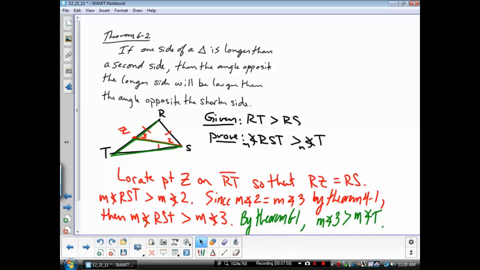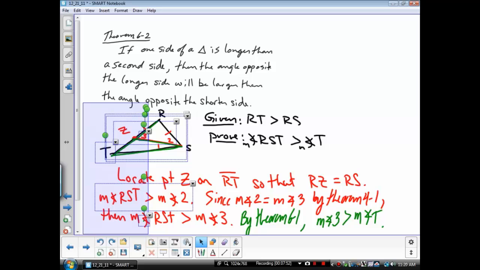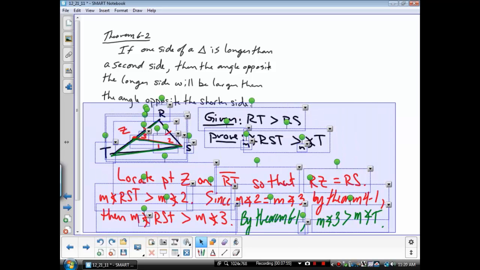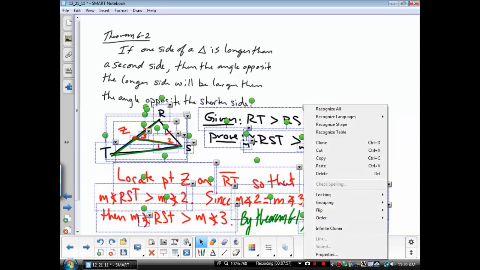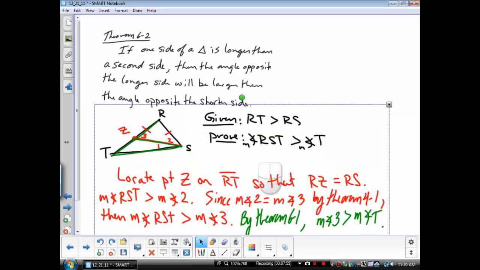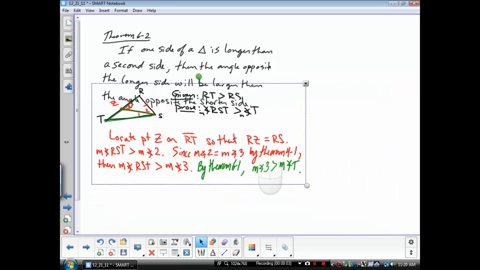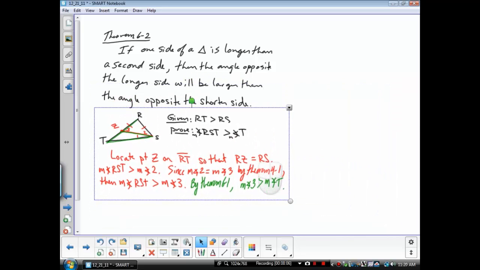Now we can put these two pieces together. You see how you have that angle RST is greater than angle 3, and then you have that angle 3 is greater than angle T? If we put those pieces together by a property of inequality, it's actually the one we call the transitive property of inequality. Since RST is bigger than 3 and 3 is bigger than T, then measure of angle RST is larger than measure of angle T.